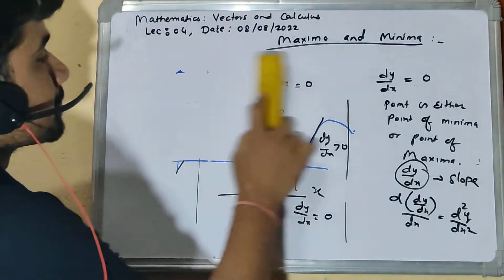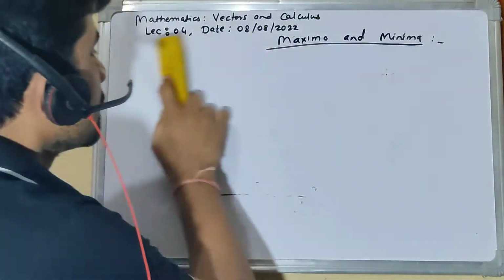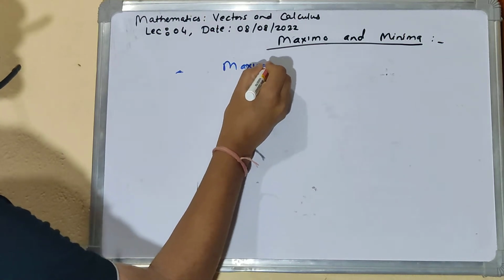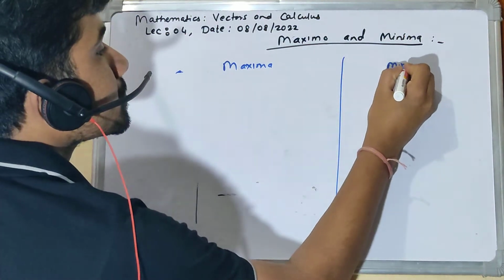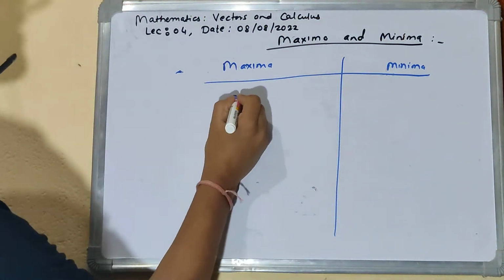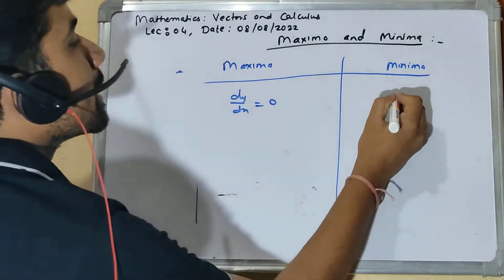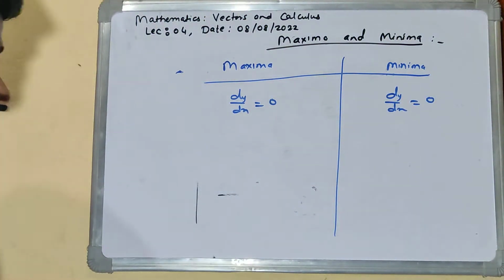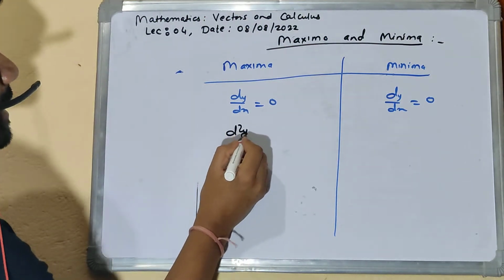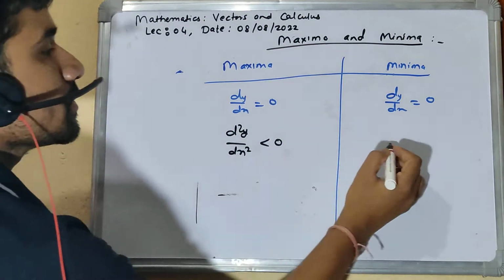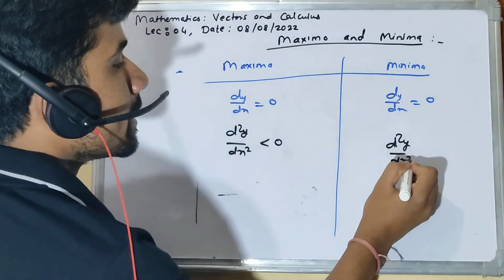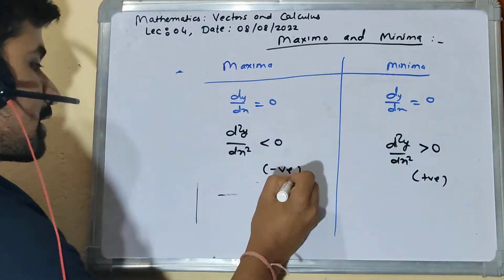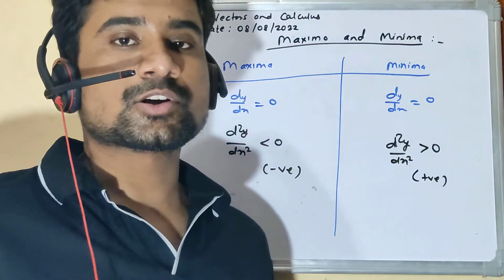Let me summarize it. So for maxima and minima, dy by dx equal to 0 is common to both of them, right? But in case of maxima, d2y by dx square, which is the double differentiation, should be less than 0, and for minima, d2y by dx square should be greater than 0, which is positive, and here it is negative, right? Okay, let's solve some problems on this particular topic, then it will be more clear.